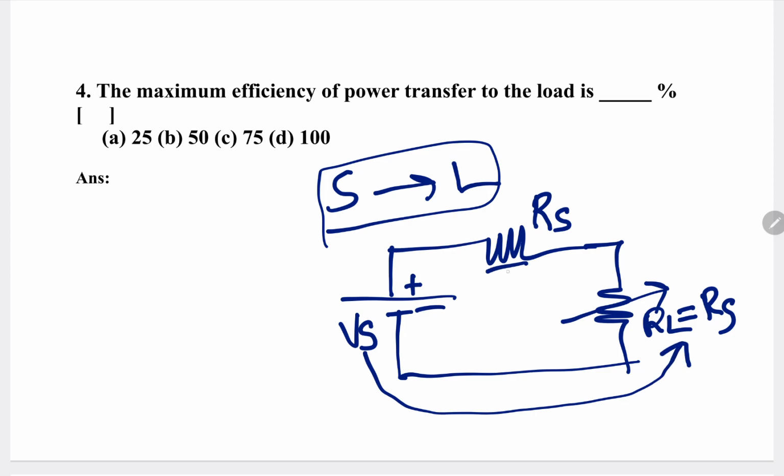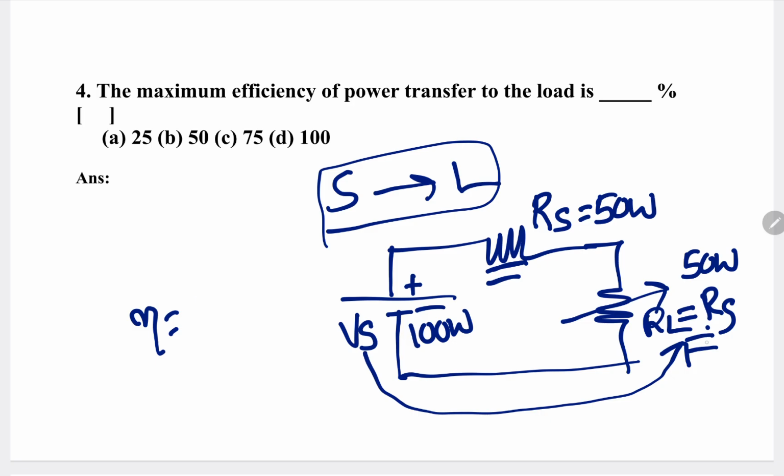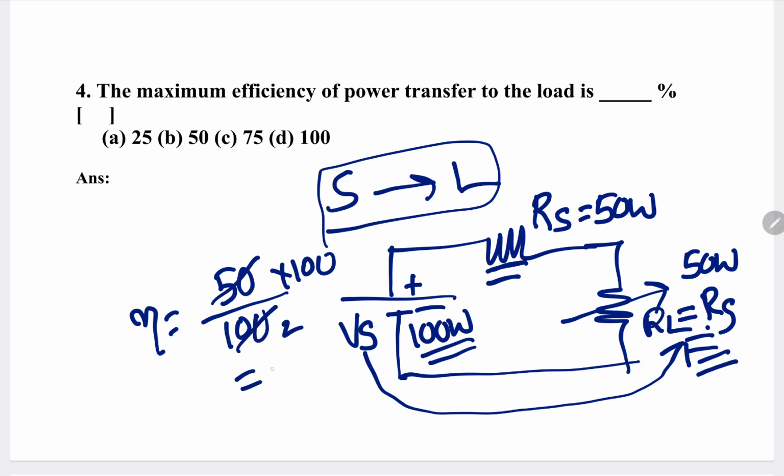That means now the Rs value and RL value are both equal. Let us say 100 watts of power is delivered by the source, 50 watts of power is wasted in the internal resistance, and the remaining 50 watts is delivered to the load. Then what is the efficiency? Efficiency equals output power by input power. Output power is the power delivered to the load, that is 50, and input power is the power delivered by the source, that is 100, into 100. So what is the efficiency? Efficiency is 50%.